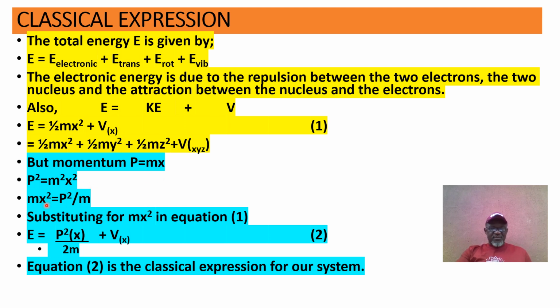Now, let's make mx squared the subject from here. It will be p squared divided by m. If you remove one m here, you have x squared, and one m will be remaining. So this is divided by 1 m.